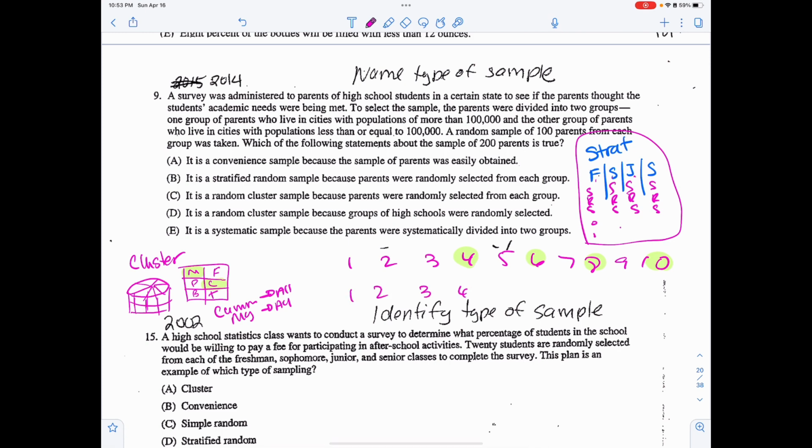If I have you guys sitting at your desk every day, and I say, okay, I'm going to do an SRS and I'm going to choose desk 1, desk 6, desk 3, SRS is the only one where everybody has an equal opportunity of being chosen, and each group has an equal opportunity of being chosen as well.